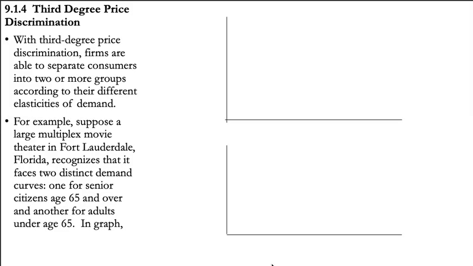Second degree price discrimination. Now we want to look at the third degree price discrimination, which is the last type of price discrimination for the chapter. Now, when we talk about the third degree price discrimination, firms are able to separate consumers into two or more groups according to their different elasticity of demand.